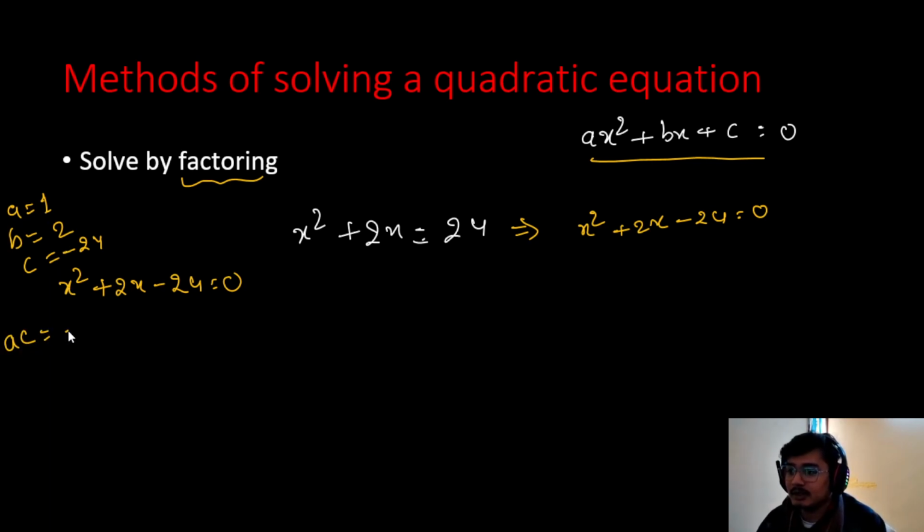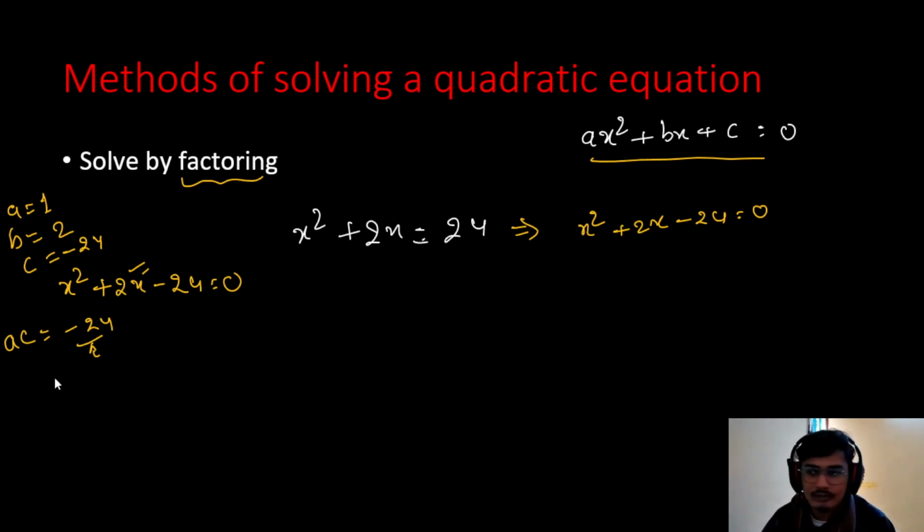Okay, so AC is nothing but minus 24. Now what we have to do is split this into factors, such that after adding or subtracting the factors, we will receive this b term. What I have said is that we have to find the AC, and now we have to find the factors of it. And after finding the factors, we can add or subtract those factors, and we have to make this.